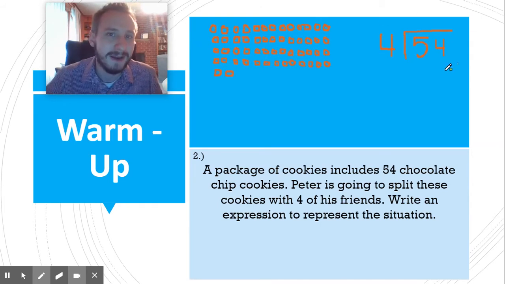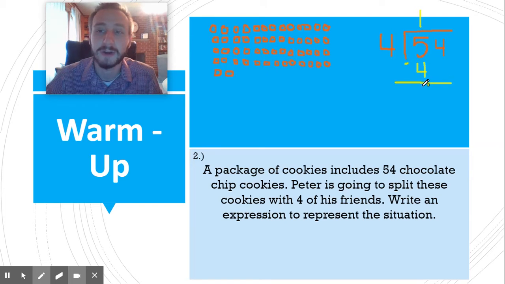But there's also a mathematical way. If we know we have 54 cookies and we want to divide it evenly between 4 people, we can just divide 4 into 54. So let's do that, and then we'll use the diagram and see if we get the same answer. How many times does 4 go into 5? Just once. So we write a 1 up top. 4 times 1 gives me 4. You want to subtract these two.